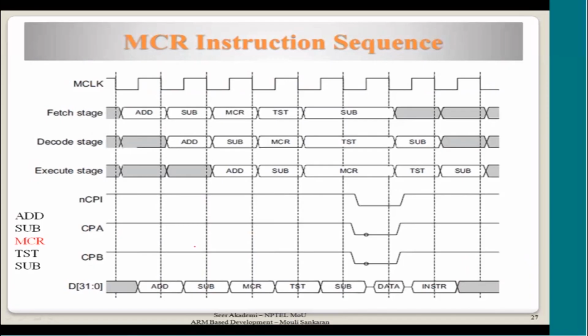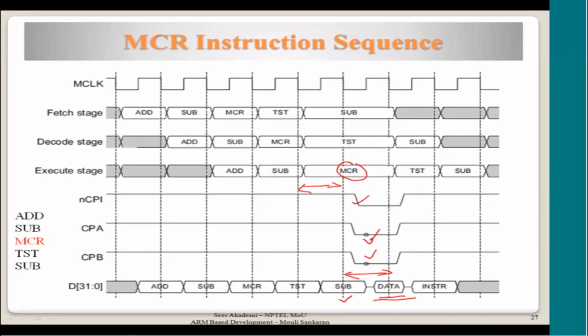So this is the timeline. MCR has come and is in the execute stage. Now it is bringing the line low. It's a register transfer between the coprocessor and the ARM processor. So ARM is delaying it by 1 cycle because it is already fetching from memory and needs the data bus. So it has to complete this fetch, and then it makes this low, and by the time this is also accepted immediately.